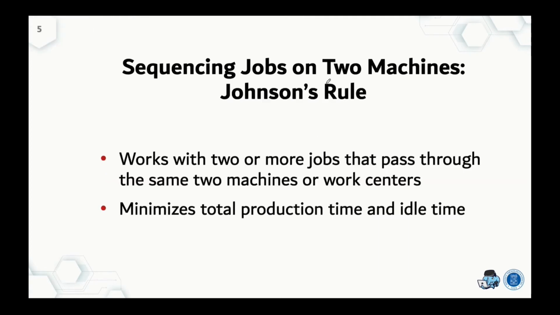How can we sequence? Now we move on to sequencing jobs on two machines using a rule. The famous rule is Johnson rule. This Johnson rule works with two or more jobs that pass through the same two machines. So this is the assignment of multiple jobs to two machines or work centers. The purpose is to minimize the production time and idle time.